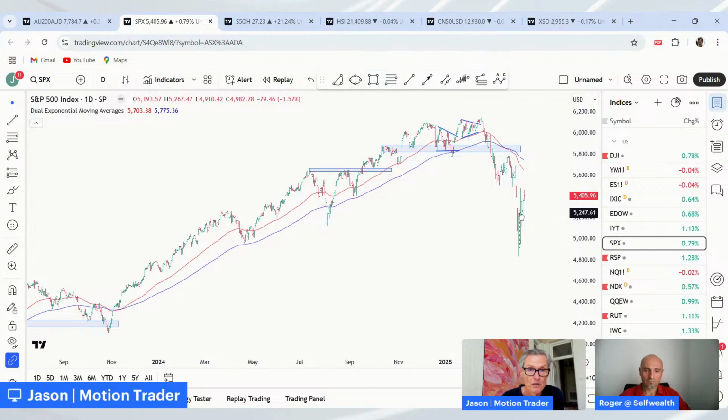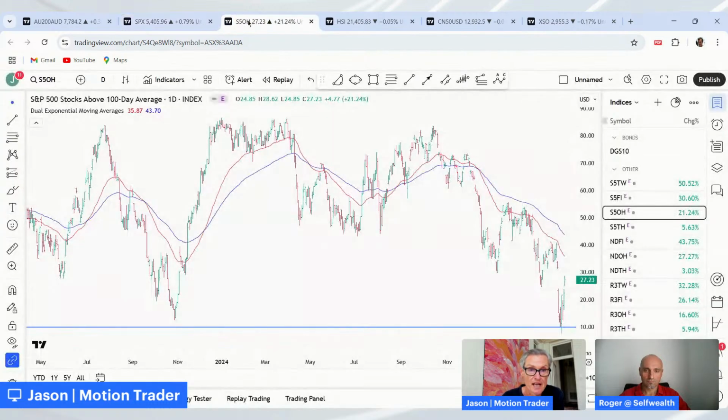I want to show you an indicator whilst we're on the S&P 500. This is showing the percentage of S&P 500 stocks that are above their 100-day moving average. With the ASX 200, we were looking at another measure of trying to understand when a market has reached an extreme, when it might be oversold, by looking at the percentage below a 50-day moving average. This is looking at an oversold condition from another perspective. It's looking at the percentage of stocks below a 100-day moving average.